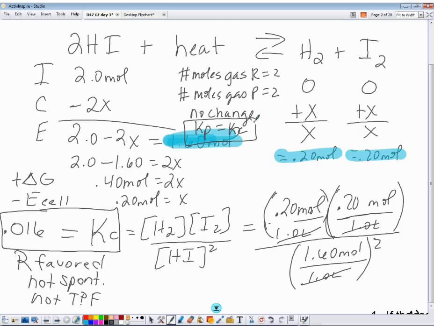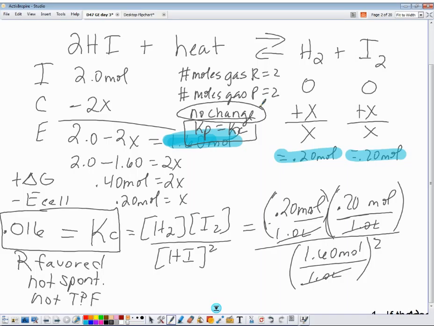It means I can't predict the sign of delta S. It means changing the volume will not affect this equilibrium. Thus, changing the pressure will not affect this equilibrium. Changing volume, changing pressure means no change. If there's no change in the number of moles of gas, there's no effect on the equilibrium when you change volume or change pressure, and that's kind of some new information.